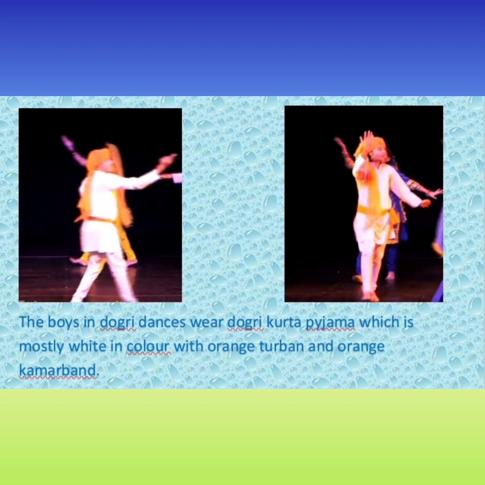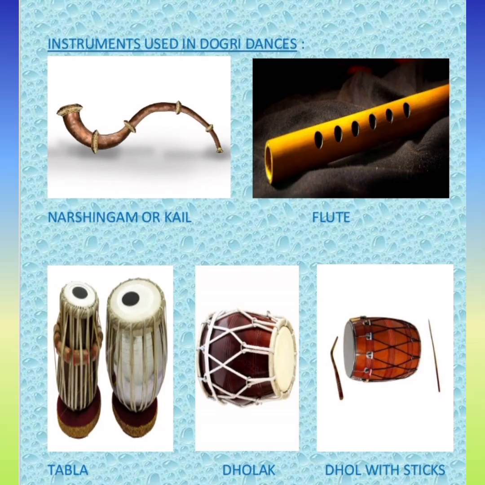The boys in Dogri dances wear Dogri kurta pajama, which is mostly white in color with orange turban and orange kamarband. The instruments used in Dogri dances are Narsingha or Kal, which is also used in marriages, flute, tabla, dholak and dhol with sticks. There may also be other instruments like harmonium and chimtas.